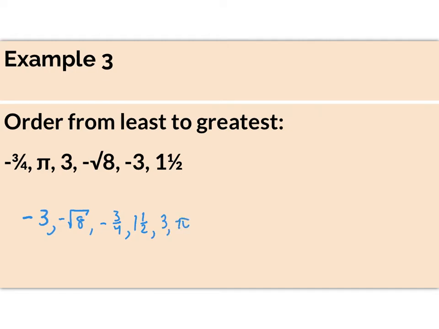Okay, so we converted them to decimals. We put them in their proper order. And with negatives, the larger you get, the further away from zero you get. So what you want to think about is, would you rather owe somebody $3 or $1.50? So the larger you get with negatives, the further away from zero and the less value the number has, or the smaller it is. Okay, so those are examples. I will see you at the end of the video for the wrap up.